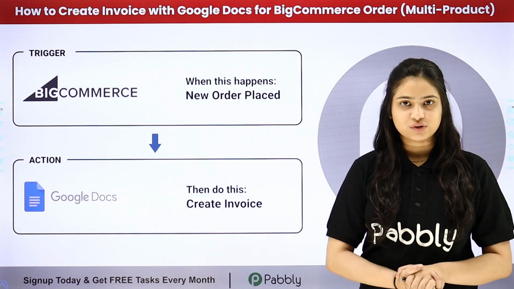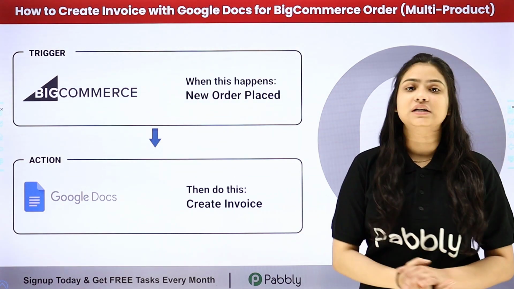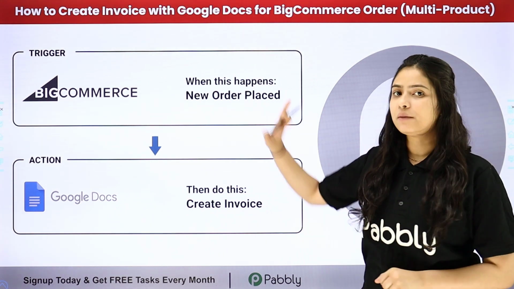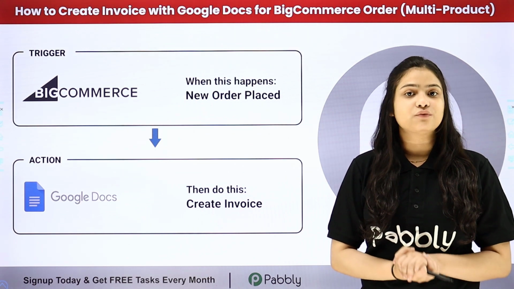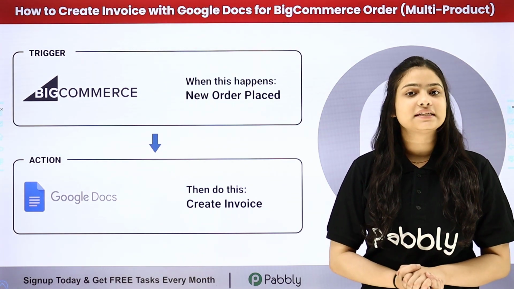In this video, we are going to learn how to create an invoice with Google Docs for a BigCommerce order for multiple products. So here my objective is that whenever a new order is placed in my BigCommerce store, which contains multiple products in the same order, I want to generate an invoice for that same order in Google Docs automatically. So how are we going to automate this entire process?